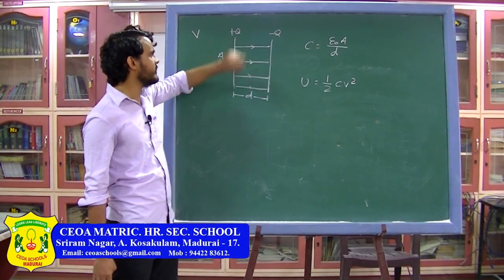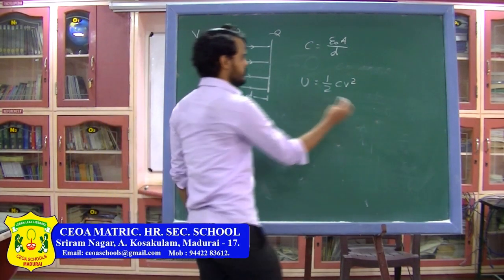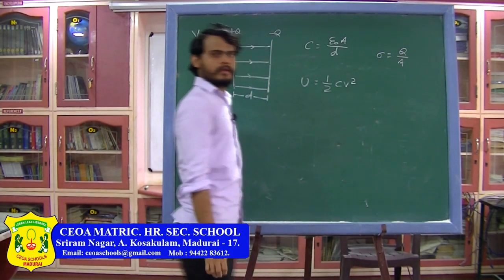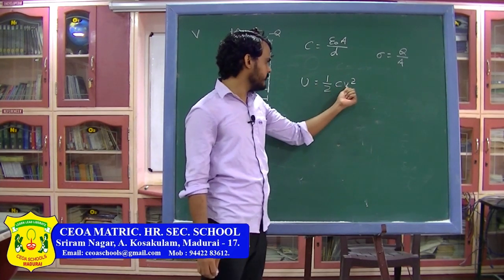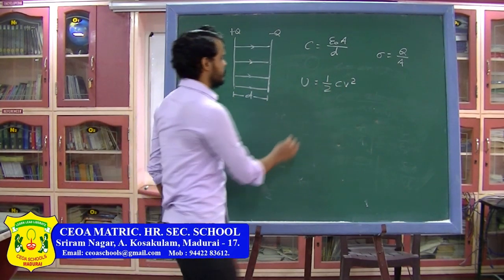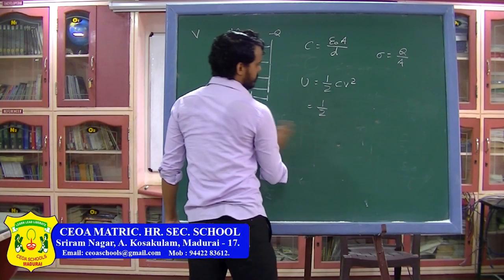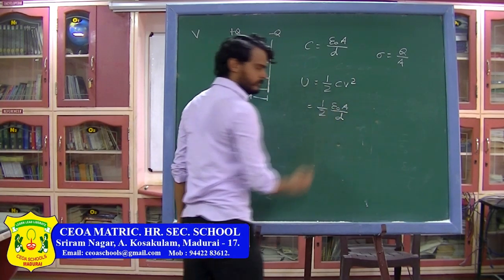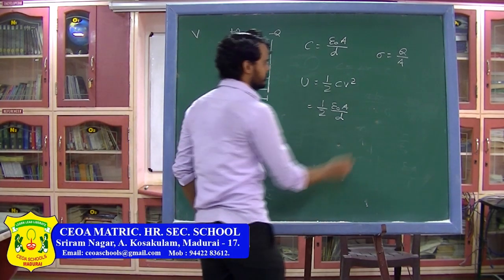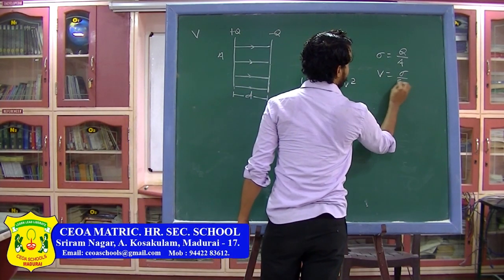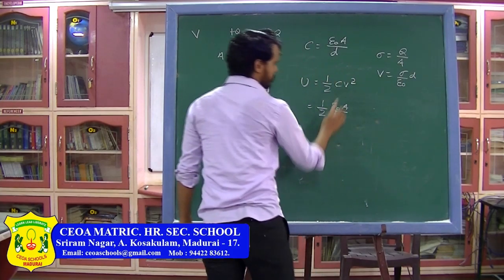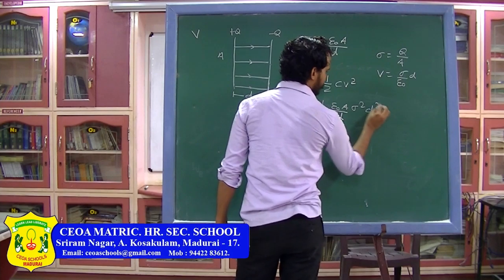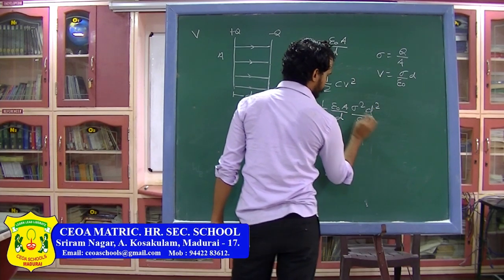Now here the charge on the capacitor is Q, area is A, so again sigma is equal to Q divided by A. Now let us replace the value of C and V which we have already seen. So the energy can be written as 1 by 2 into epsilon naught A divided by D, and the potential can be written as sigma by epsilon naught into D. So from here V square can be written as sigma square into D square divided by epsilon naught square.